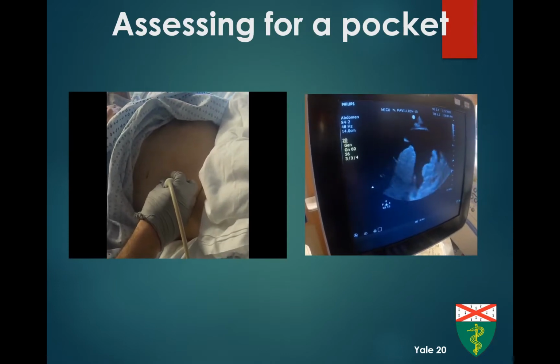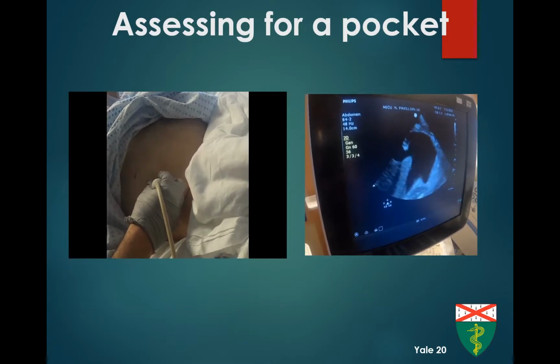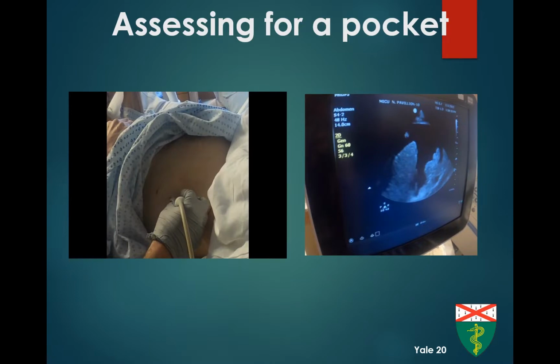Here we can see a large pocket of ascites which appears hypoechoic on ultrasound. It is important to ensure adequate depth of ascites in all dimensions by moving and fanning the probe to ensure absence of bowel loops.